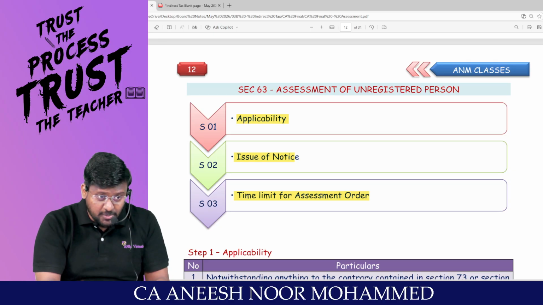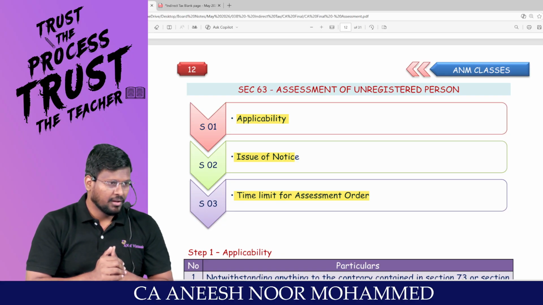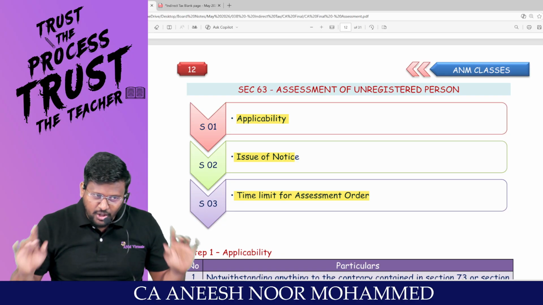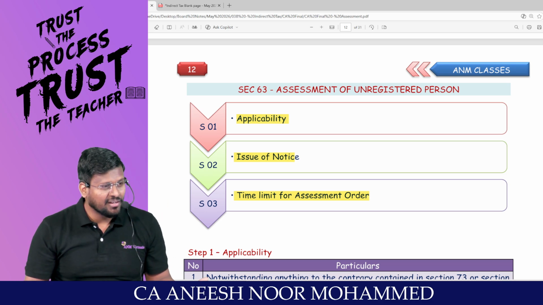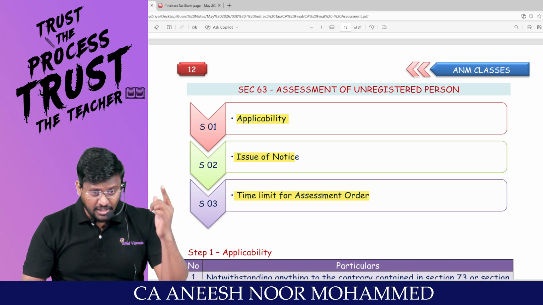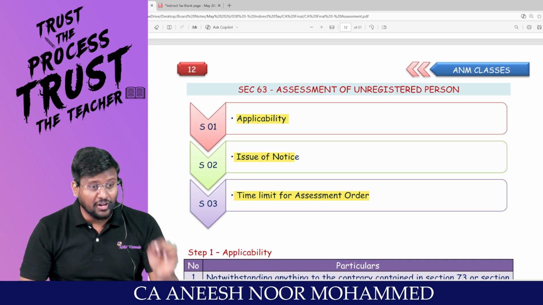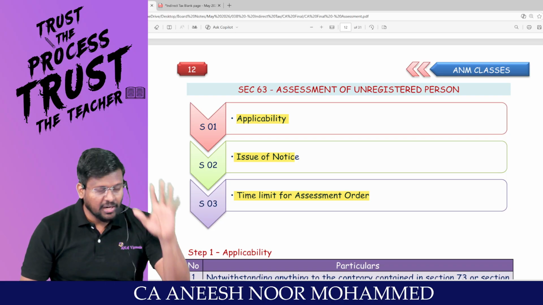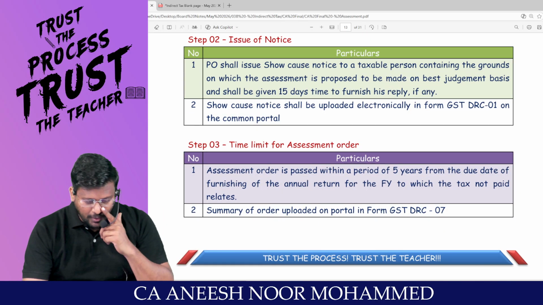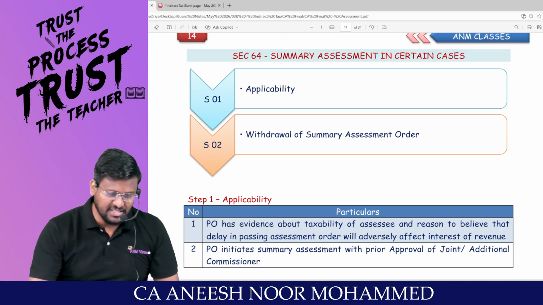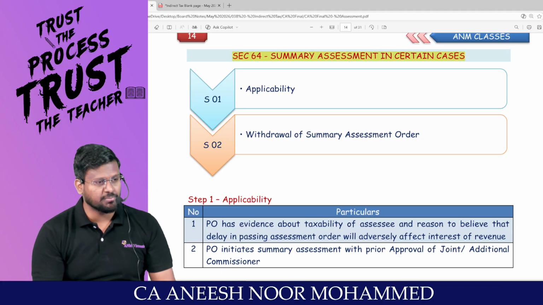Even for best judgment assessment, there should be some time limit. Here, we are not expecting you to furnish the return within a particular time because you can't do it. Are you all really with me? That is why the next point, valid return furnished within 30 days, is not there. Are you all really with me? And the last one which we are supposed to discuss is section 64, summary assessment.